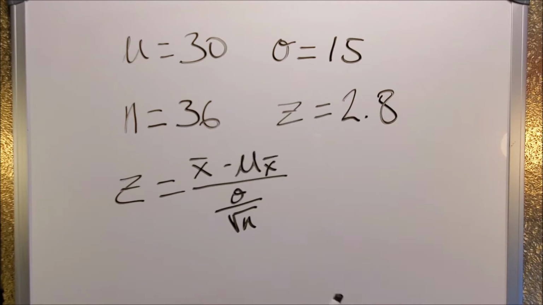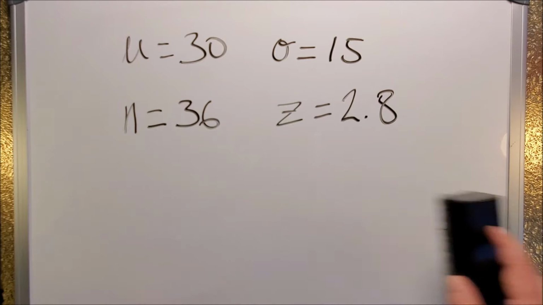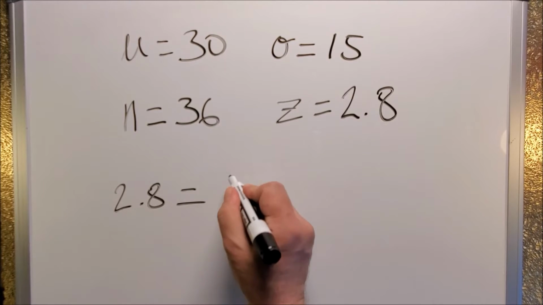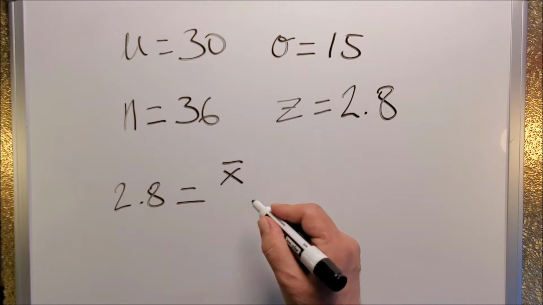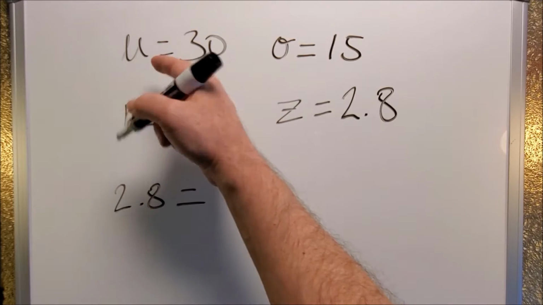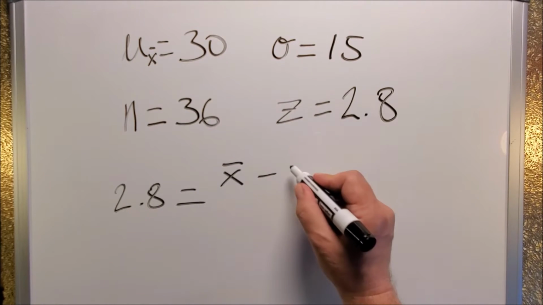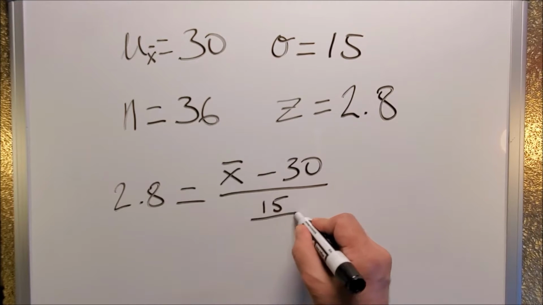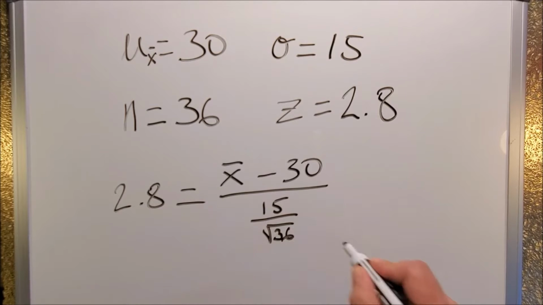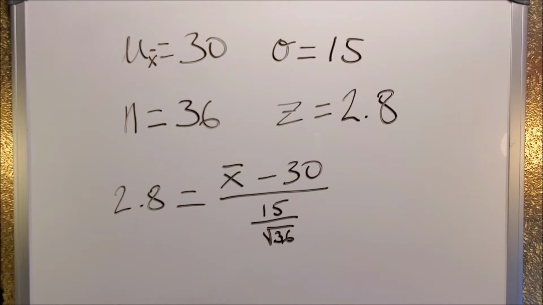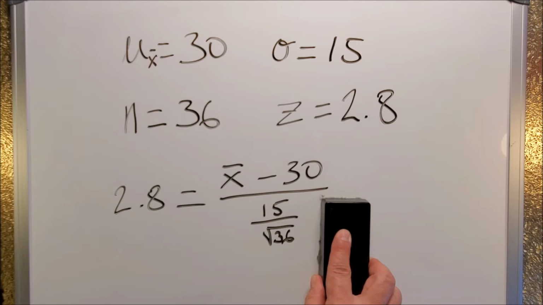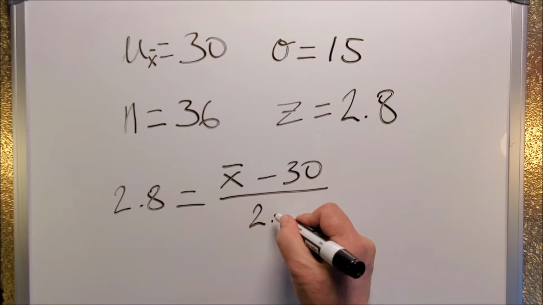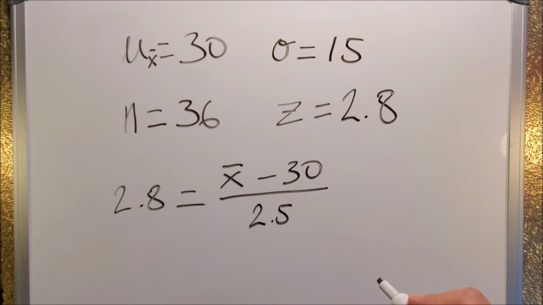So I'm going to go ahead and fill all that in. I have 2.8 must equal whatever sample mean would give me that, minus mu sub x bar, divided by sigma divided by the square root of the sample size. We can work that out fairly easily. 15 divided by the square root of 36 is 15 divided by 6, and a little math on your part, you're going to find that that's 2.5.